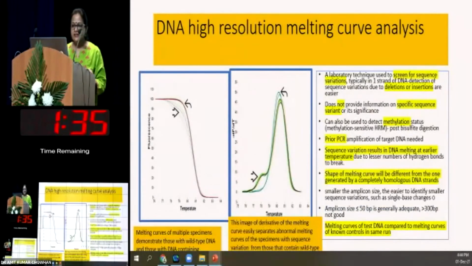Now, DNA high resolution melting curve analysis is another method to screen for sequence variations due to deletions or insertions. High resolution melting curve analysis will only answer the question of whether a sequence variant is present or not, but it will not identify the sequence. It can be used to detect methylation as well. The shape of the melting curve will be different from normal DNA. And melting curves of test DNA, when compared to melting curves of normal DNA, will help us know whether a variation is present or not.